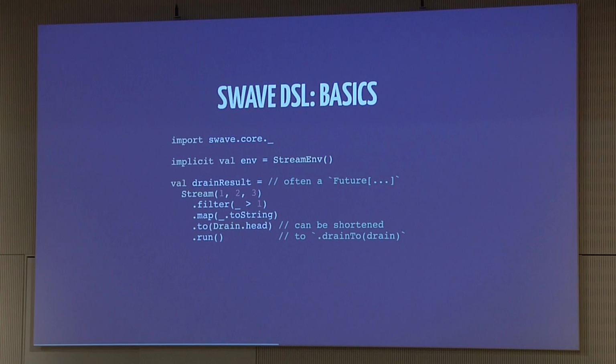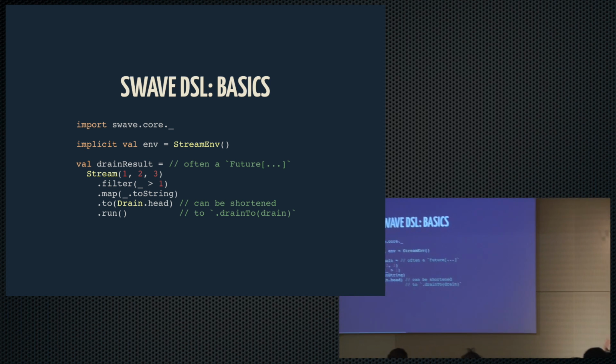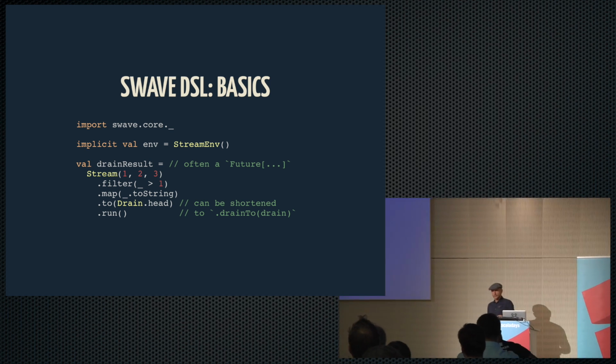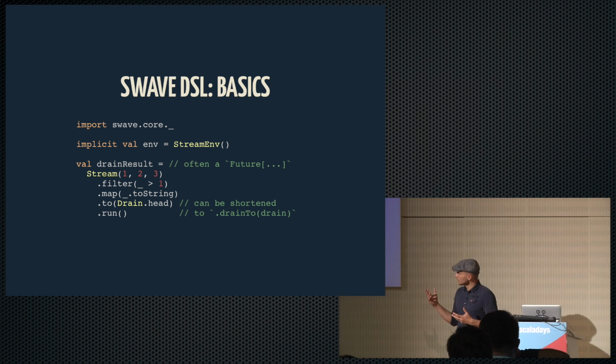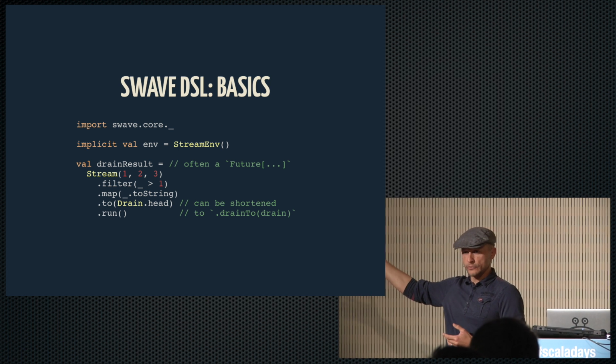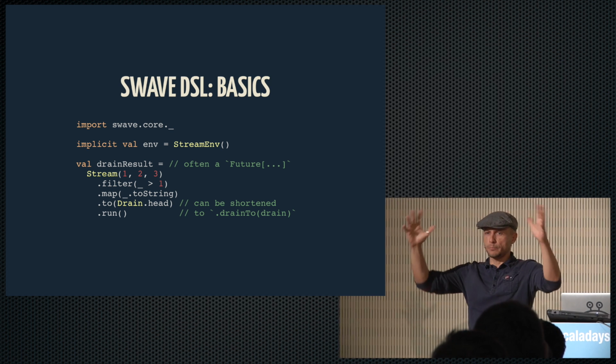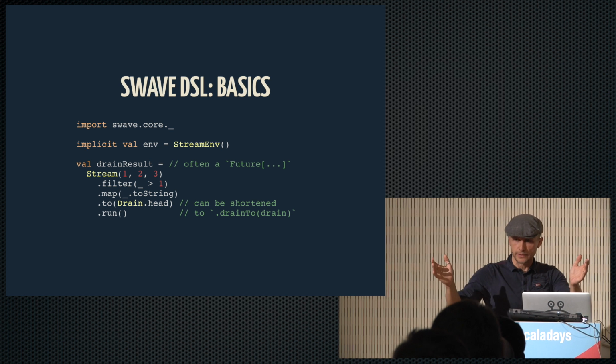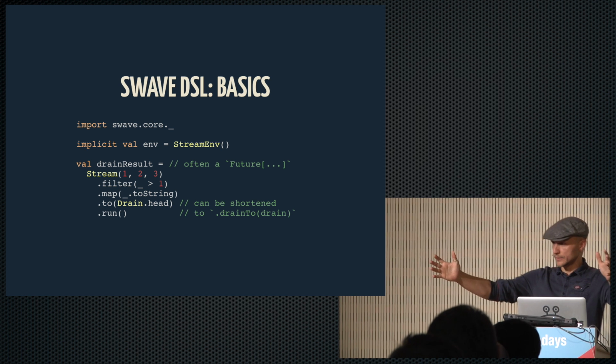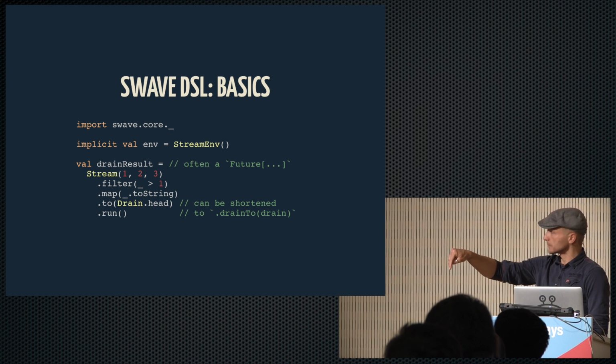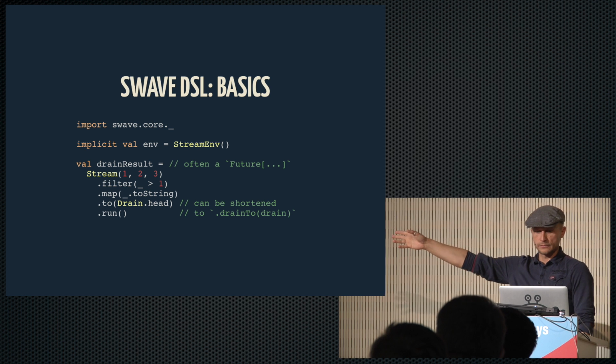That was a demo. Now let's look at the DSL basics a bit more. So the simple one, as we've seen before, is you have a stream, you attach a few transformations, and then you say to and a drain, and that gives you a packaged stream that's not running yet, but everything is set up. And all you need to do is push the button and say go, and that's what you do with run.